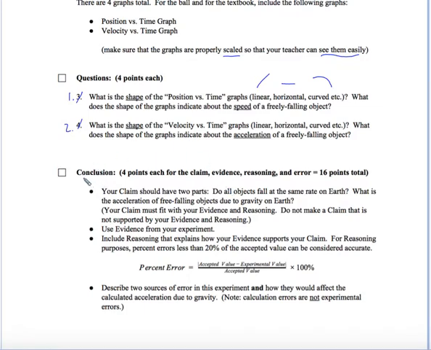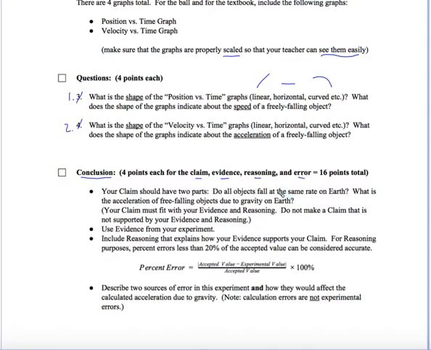Then the next section we have our conclusion, which is the most important part. Your conclusion has claim, evidence, reasoning, and error. So your claim should answer the purpose, and it's kind of rewritten here as a question. Do all objects fall at the same rate on Earth? What is the acceleration of free-falling objects due to gravity on Earth?